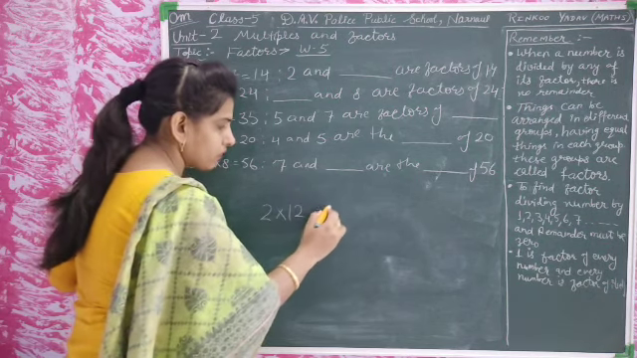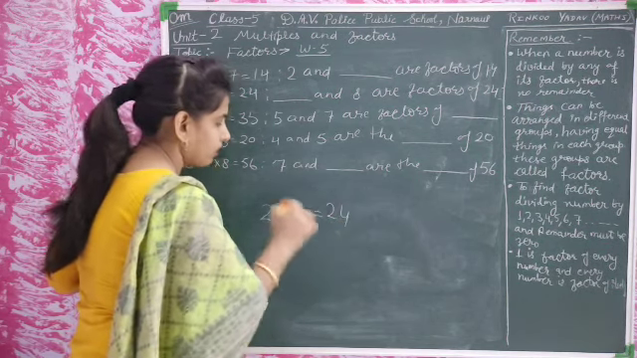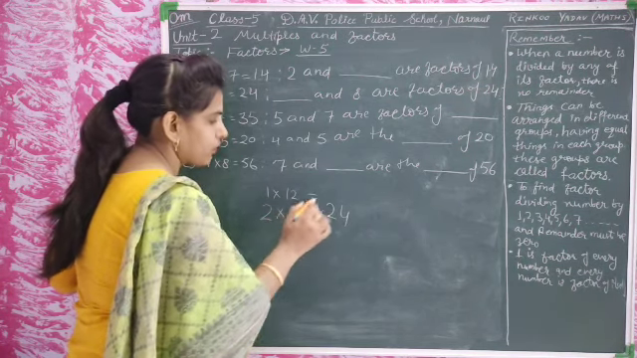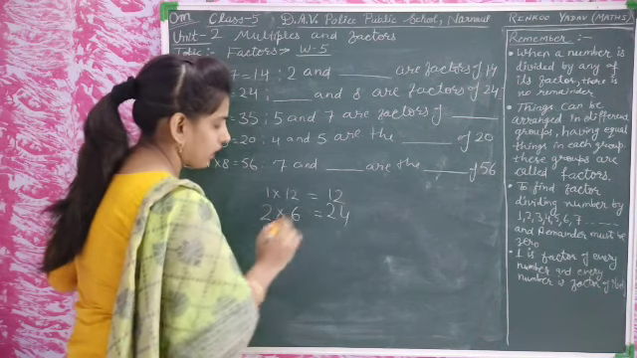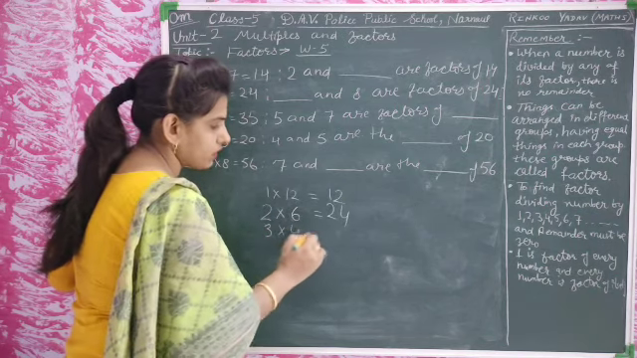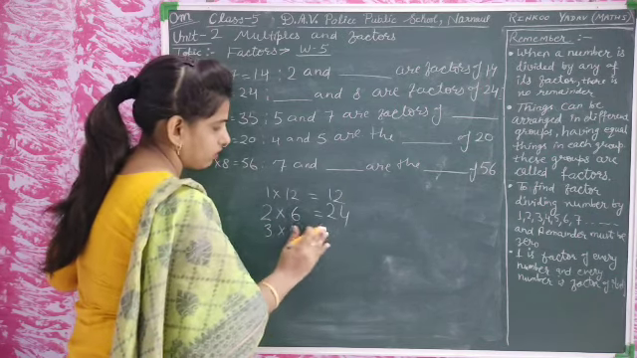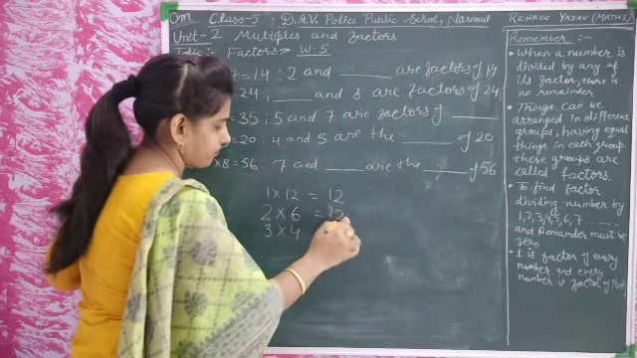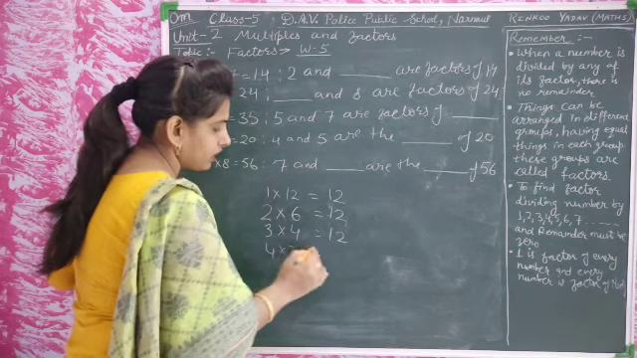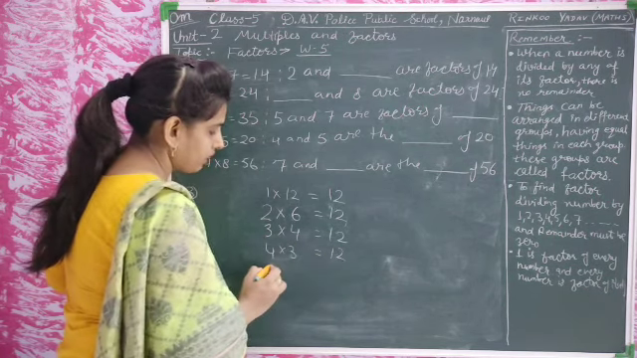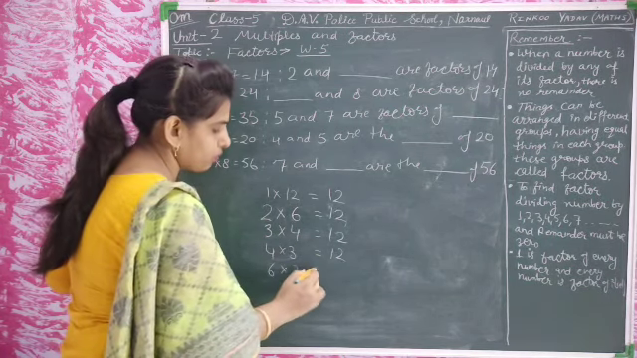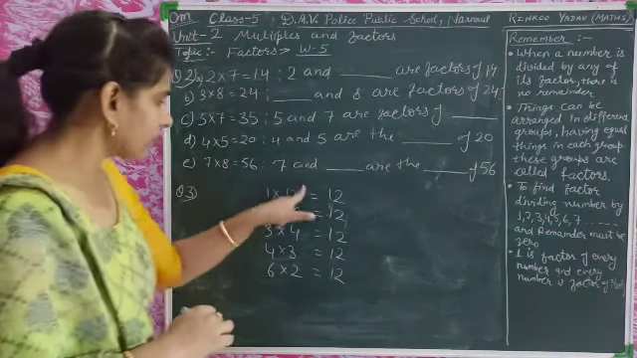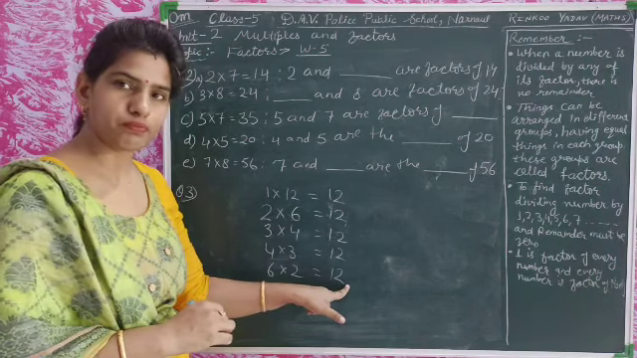2 into 12 is equal to 24. 1 into 12 is equal to 12. 3 into 4 is equal to 12. And 4 into 3 equals 12. And 6 into 2 equals 12. It means these are the factors of 12 here.